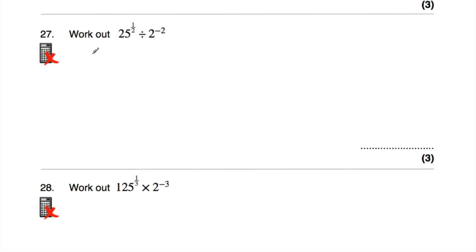So question number 27 says, work out 25 to the power of a half divided by 2 to the power of minus 2. So let's work out each of these separately, and then we can work out the division. So 25 to the power of a half. So to the power of a half means the square root. So we're going to do the square root of 25, which is 5. So 25 to the power of a half is 5. And that's divided by, and now let's work out what 2 to the power of negative 2 is. Okay, so 2 to the power of negative 2, it's got a negative power, so we're going to do 1 over the positive power. And then we'll just need to work out what 2 squared is, which is 4. So that's equal to 1 over 4, 1/4.